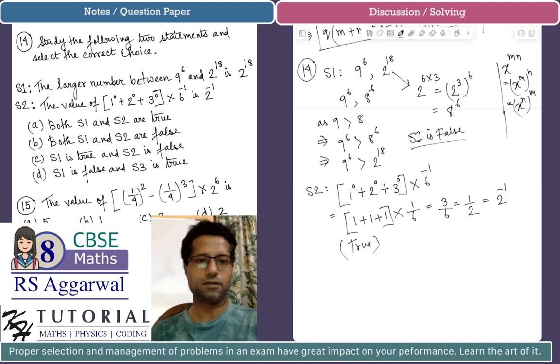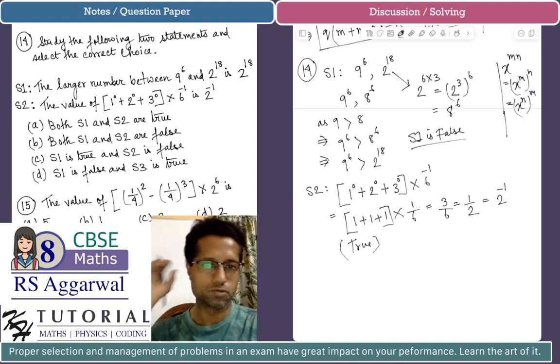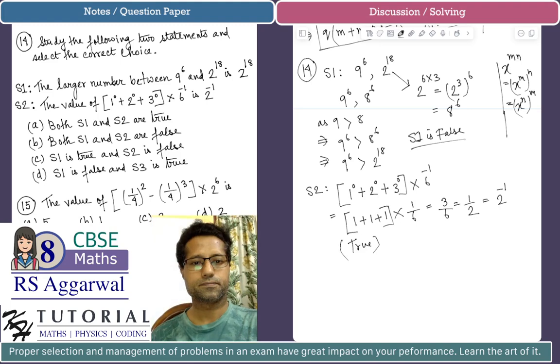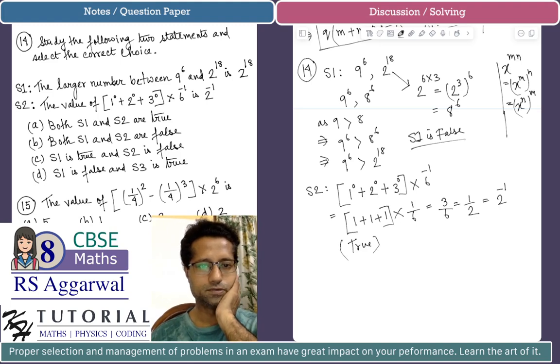So S2 is a true statement. Now we have to select the correct choice. Choice A is saying both S1 and S2 are true. No, only S2 is true. So this means the choices are given wrong. I mean, there are S3.